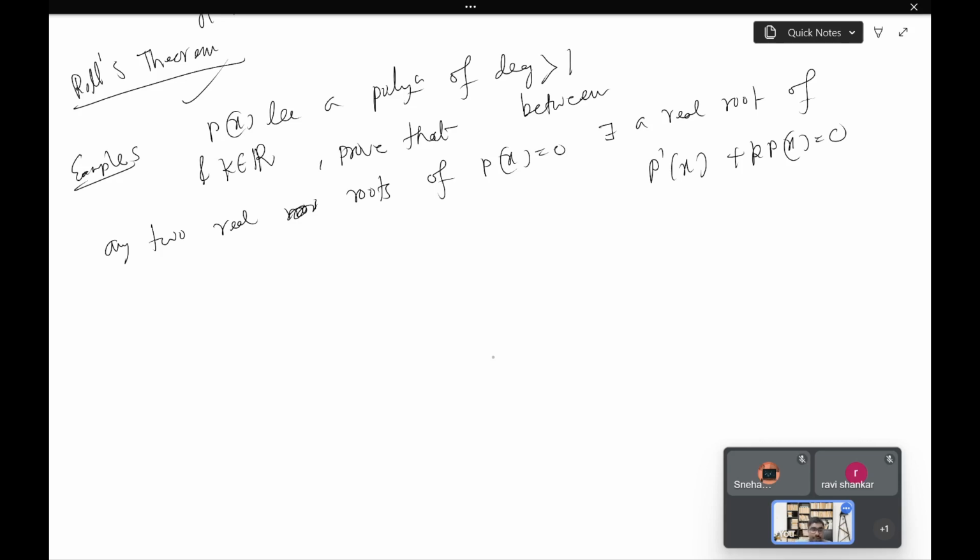So using Rolle's theorem, can you please try? The point is that P(x) is a polynomial of degree greater than 1 and k is a real number. Suppose we are given that between any two real roots of P(x) there exists a root of P'(x) plus kP(x); we need to show that there exists a real root of P'(x) + kP(x). Please try it; it will be solved using Rolle's theorem.